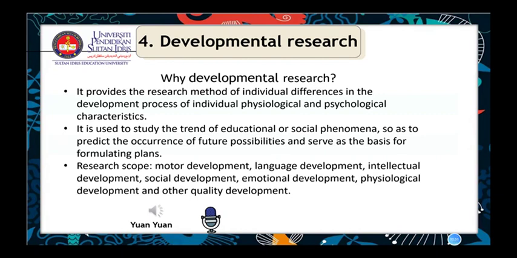Why developmental research? It provides a research method for individual differences in the development process of individual physiological and psychological characteristics. It is used to study the trend of educational or social phenomena so as to predict the occurrence of future possibilities and serve as the basis for formulating plans. Research scope: motor development, language development, intellectual development, social development, emotional development, physiological development, and other quality development.